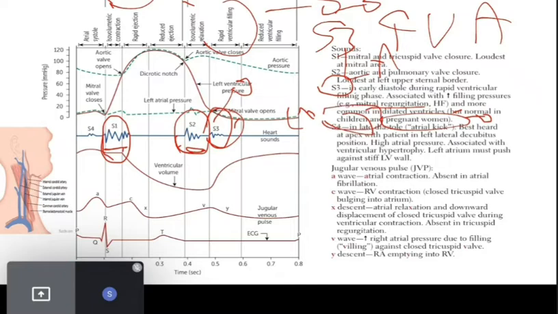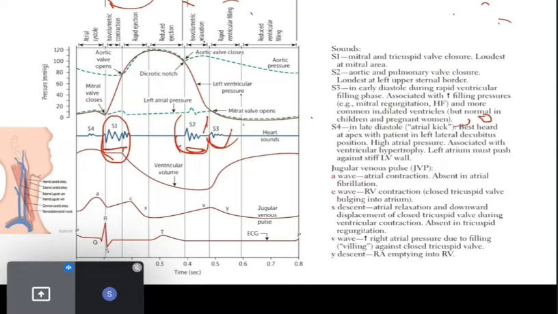You know that the percentage of water in children is higher than in us adults. So that's why in children you will have more volume, and of course if you have more volume, you have more ventricular filling, and this is what will cause a higher S3 sound. Now what about S4? S4 here is in the late diastole, which is the atrial kick.